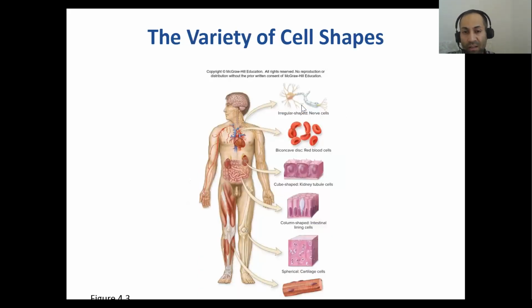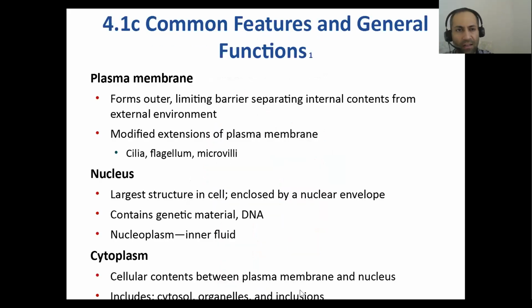So here in this picture, you can see that cells come in many different shapes and sizes. As you can see, the red blood cells, the neurons in the nervous tissue. What else? The cuboidal cells, columnar cells, right? The cartilage cells, which are kind of like a boxy shape, as you can see, and the cylindrical muscular cells or muscle cells as well.